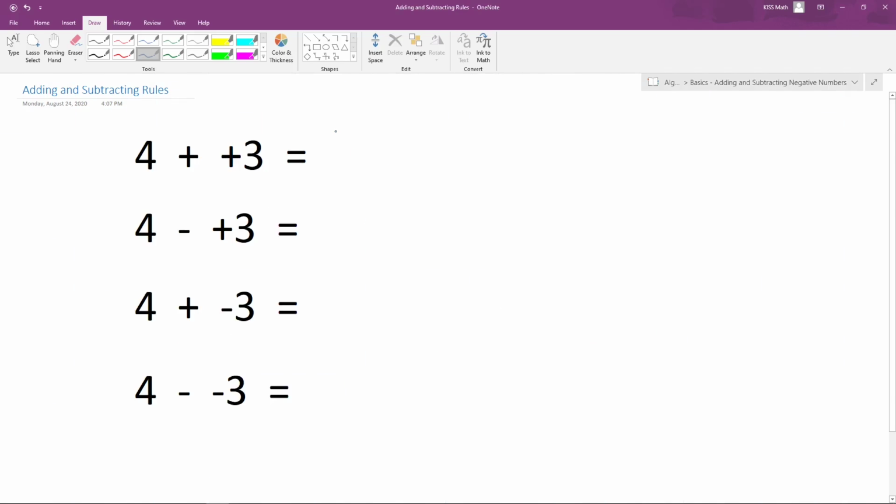So the car is just there for you to visualize what's going on. In reality, you won't have time to think about a car every time you want to add or subtract. We just have to follow a set of rules here. So the first 2 are easy. You already know how to add and subtract positive numbers, right? So 4 plus a positive 3 is the same as 4 plus 3. 4 minus a positive 3 is just 4 minus 3.